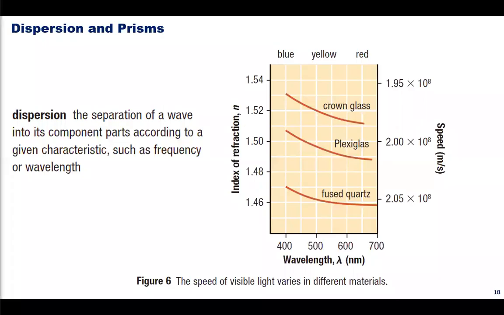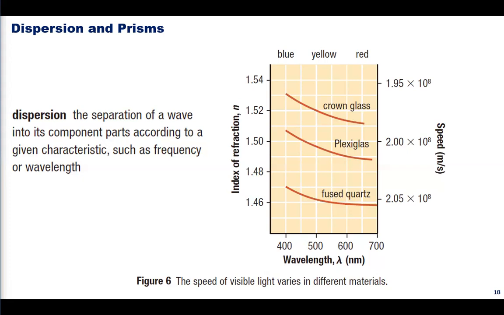Okay, welcome back. So next, let's have a look at the concept of dispersion and prisms. Visible light contains waves with a spectrum of different wavelengths. In a vacuum, all these waves travel at the same speed, which is 3 times 10 to the power of 8 meters per second. When visible light travels from one medium to another, the speeds of various waves change.